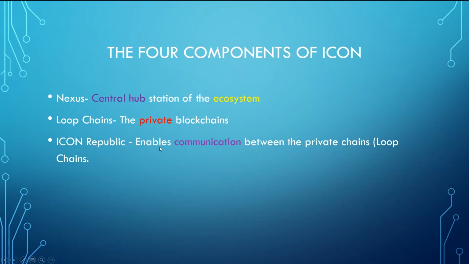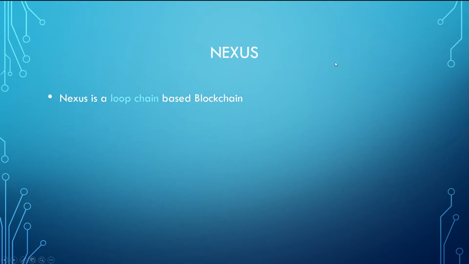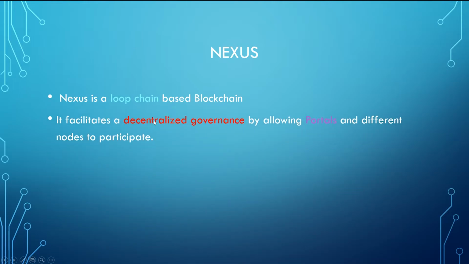The Icon Republic is what enables communications amongst these private chains or loop chains. The portals connect the private chain to the Nexus, and it is the representative of that chain, and it acts as a node in the Nexus blockchain network. So the Nexus is a loop chain based blockchain. It facilitates a decentralized governance by allowing portals and different nodes to participate.